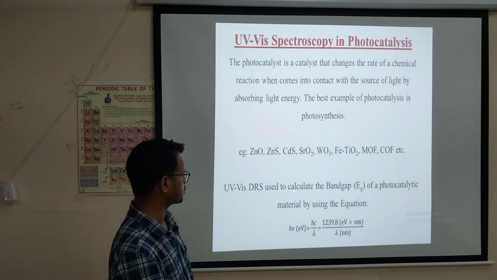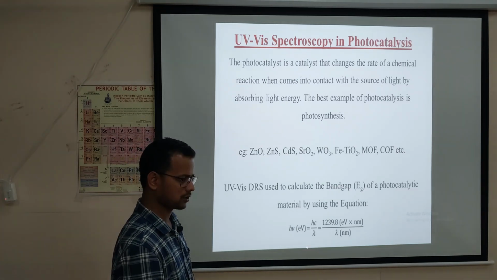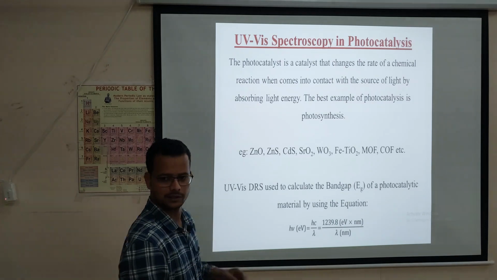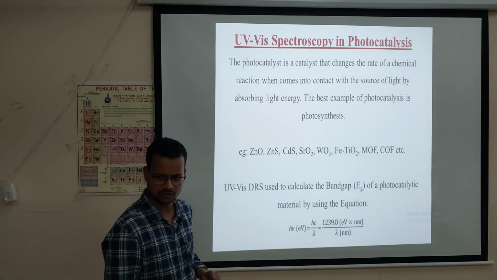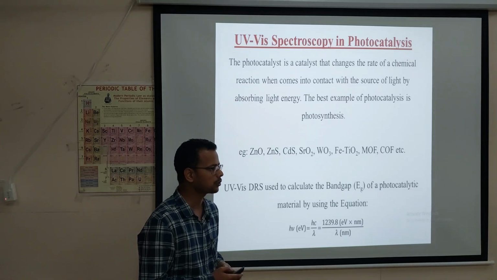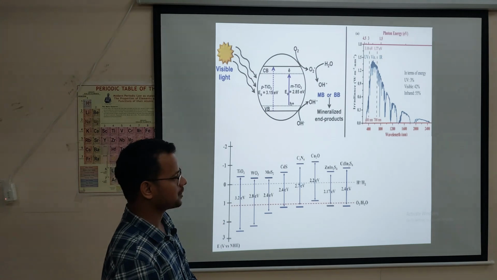UV-visible DRS is used to calculate the band gap of a photocatalytic material by using this equation. I will explain it in later slides, how you can calculate the band gap using this equation. Clear? Or any doubt? Okay, this is the basics.